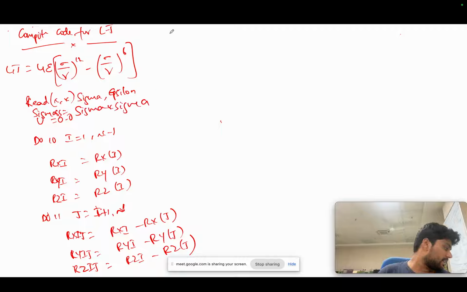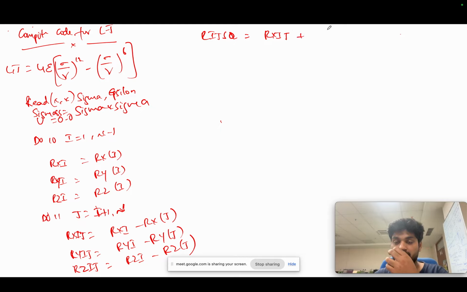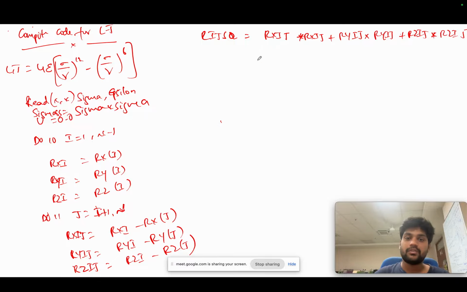Then we will have rij square root equals rxij times rxij plus ryij times ryij plus rzij times rzij. It's like the distance between two atoms: x square plus y square plus z square. We are doing the same thing. So now we have this.